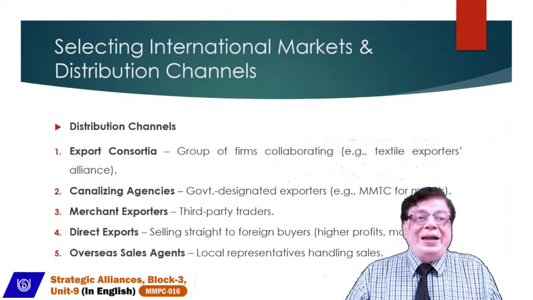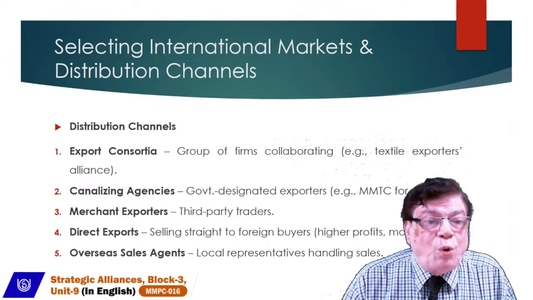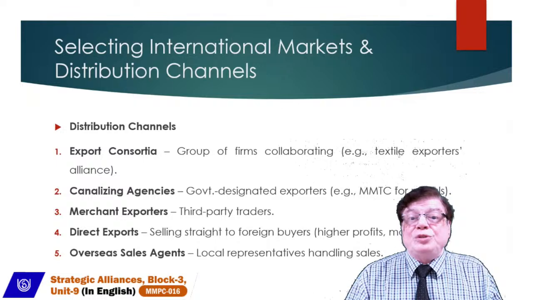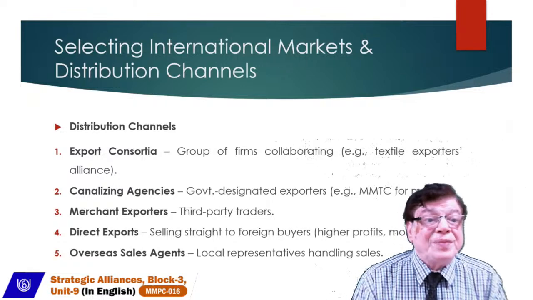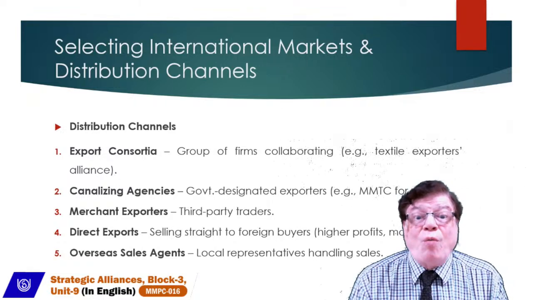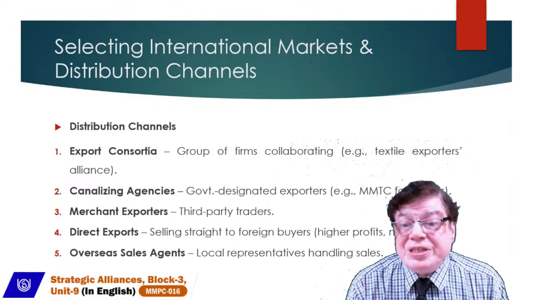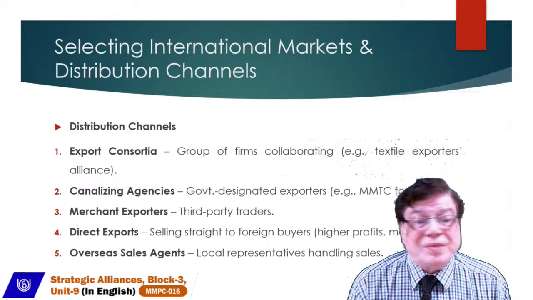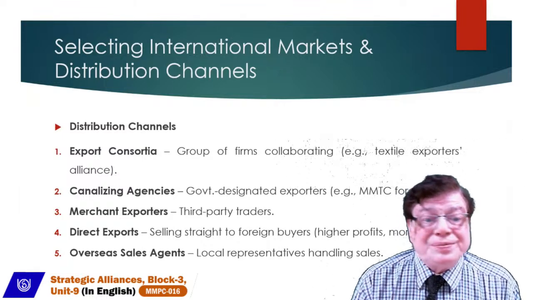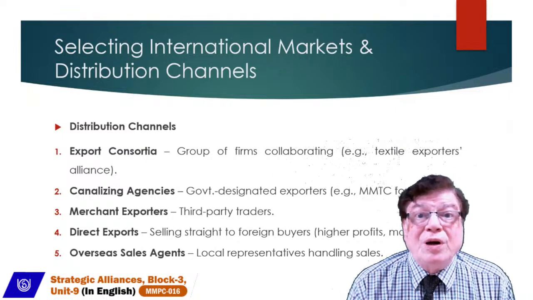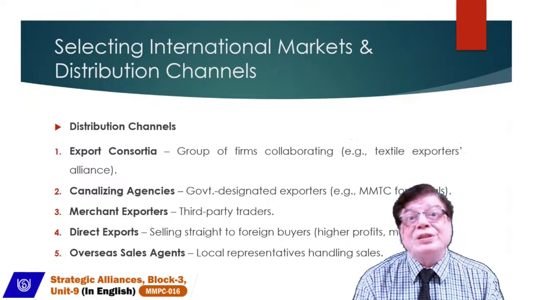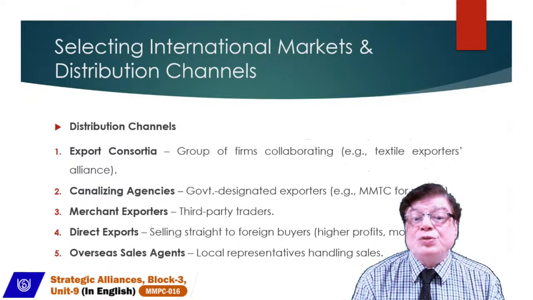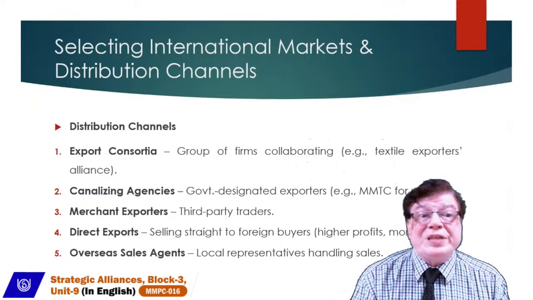Selecting international markets and distribution channels. Distribution channels: export consortia, a group of firms collaborating, that is the Textile Exporters Alliance. Next is canalizing agencies, government designated exporters, that is MMTC for metals. MMTC, they are selling these gold coins. Then merchant exporters, third party traders. The direct exports, selling straight to foreign buyers, higher profits, more risk. Overseas sales agents, local representatives handling sales.